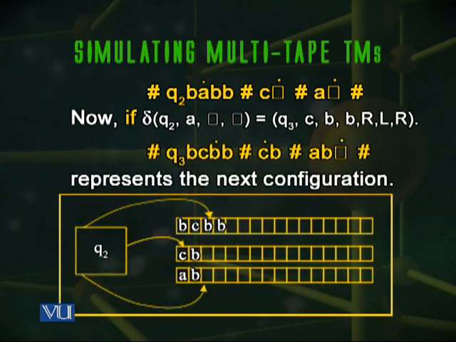As you can see, the machine has moved the first head and the third head to the right, and it has moved the second head to the left. S will codify this configuration on its single tape as follows. It would be BC, B followed by a dot B, hash C with a dot on top of it B, followed by hash AB and a box with a dot on it. As you can see, this correctly codifies the configuration of a 3-tape Turing machine.